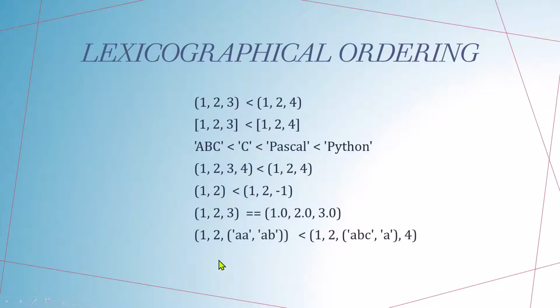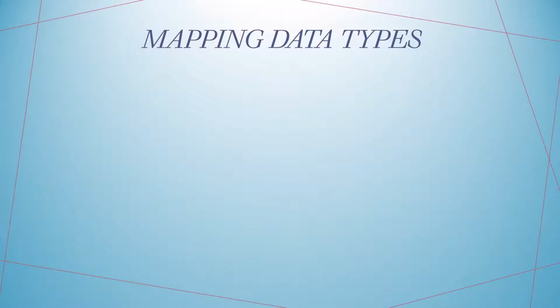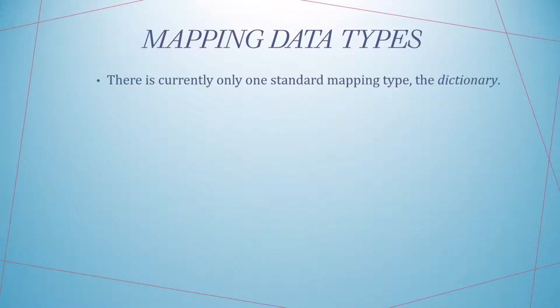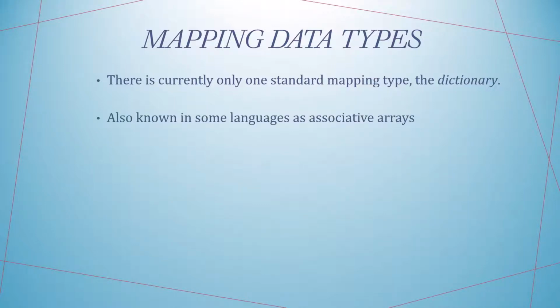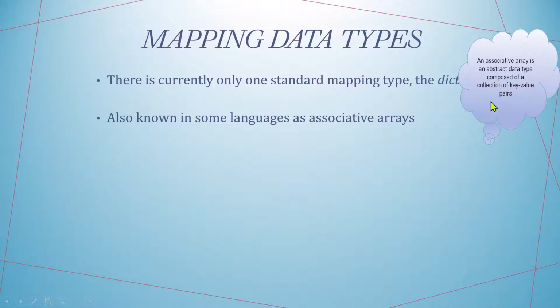Okay, moving on to the mapping data type. There's only one standard mapping type in Python. It's called a dictionary, also known in some languages as associative arrays. Now, what's an associative array? As is mentioned here, it's an abstract data type composed of a collection of key value pairs. This is important to remember because that's exactly what dictionaries are, key value pairs.